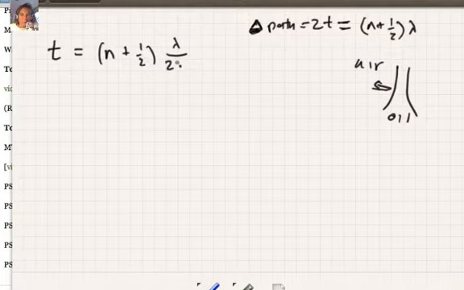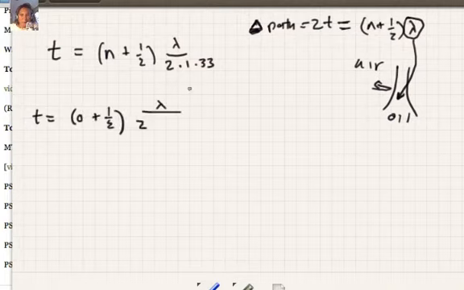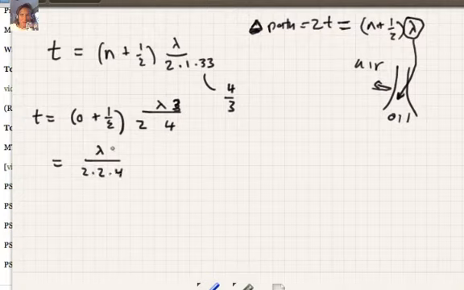Okay, so we rearranged this and we have lambda over 2 times the refractive index. This is actually the wavelength in the medium, in the oil, so we have to divide the lambda by the refractive index. So let's solve for the first two conditions. T equals 0 plus 1/2 times lambda over 2 times 1.33. I know that 1.33 is the same thing as 4/3, so I'm going to just put that in here because Pete won't let me use a calculator. So we have lambda over 2 times 4 over 3.